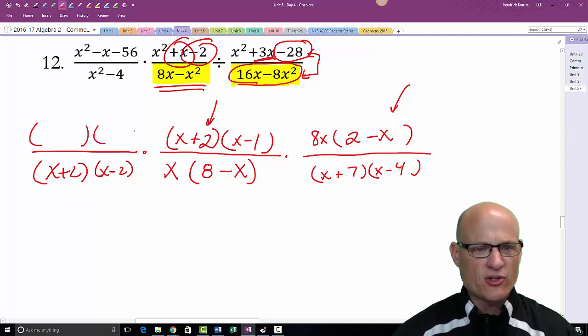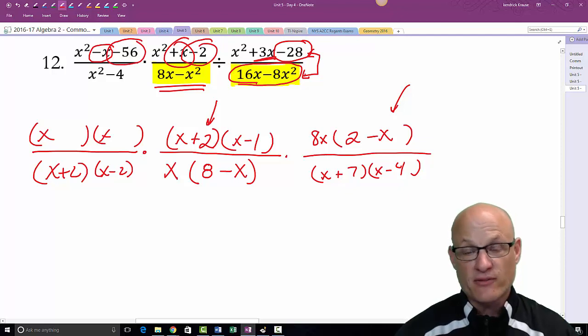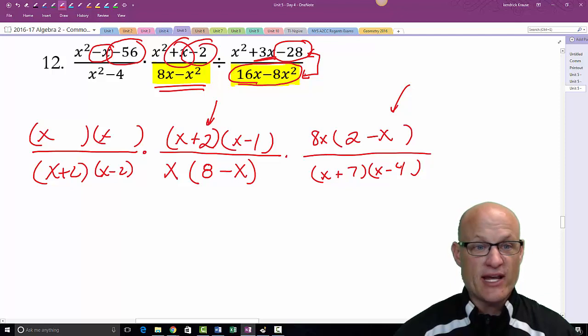And notice that middle term is a negative 1 over here, right? See this negative 1? This tells you the numbers have to be right next to each other. And what two numbers are right next to each other that multiply to 56? 7 and 8. And because they have to add up to a larger one, the larger one has to be negative.